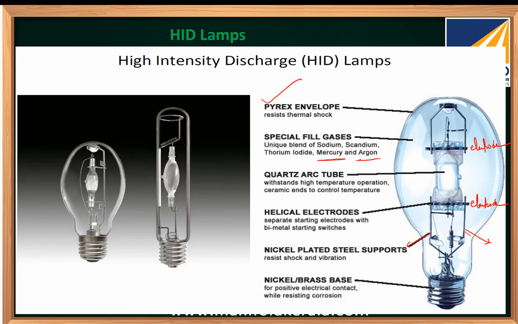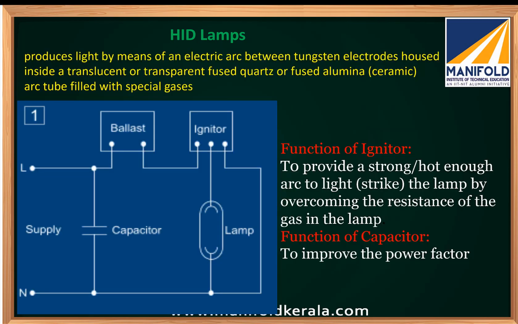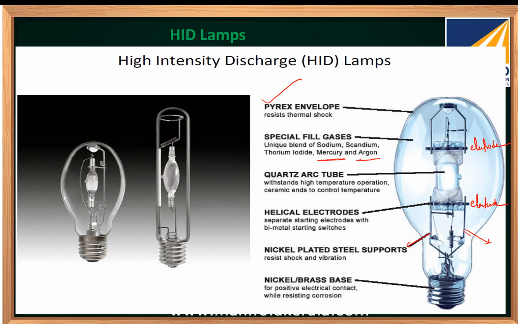They can be oval shaped or rod shaped, as you can see in the images. So high intensity discharge lamp produces light by means of an electric arc between tungsten electrodes. These two electrodes are made up of tungsten. Okay.